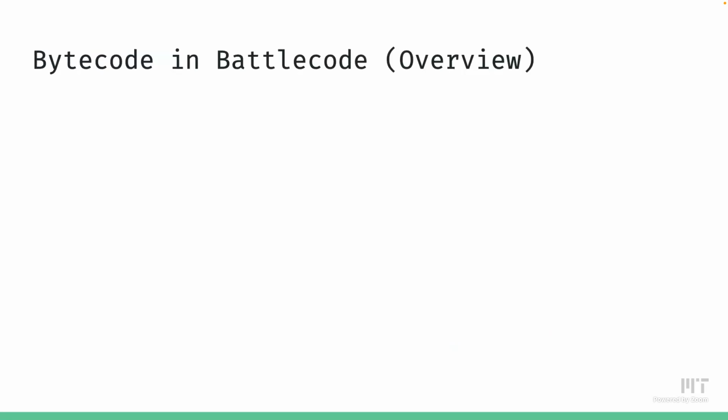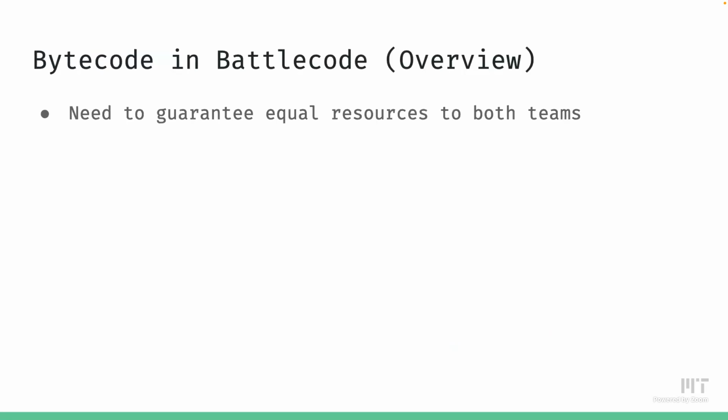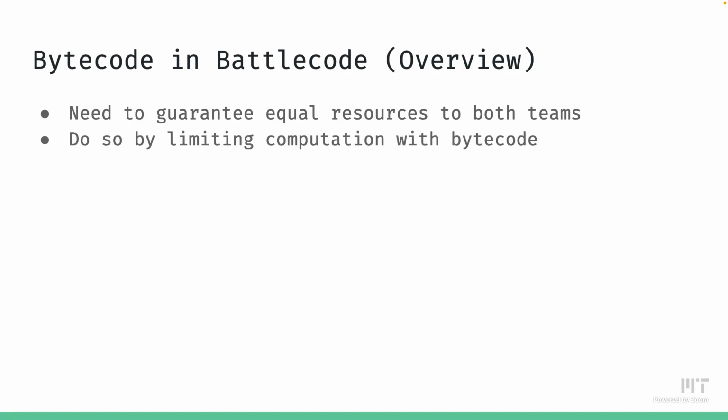So why do we care about bytecode for Battlecode? In Battlecode, we need to guarantee that both teams have equal resources in terms of computation time. We don't want one team to be spending a very long time per turn. So we do that by limiting computation with bytecode. Why exactly do we use bytecode to do this?